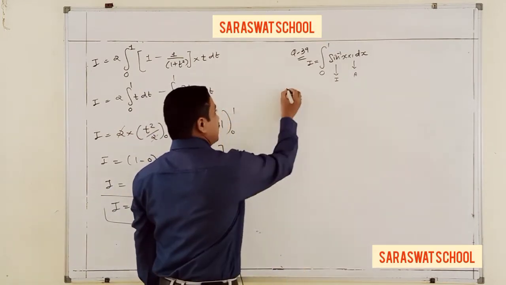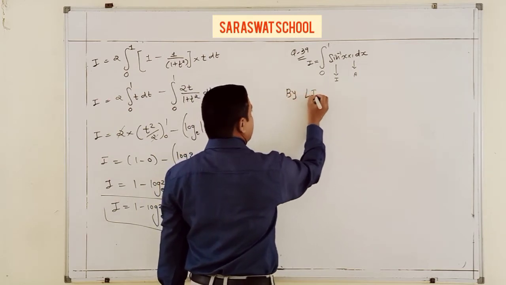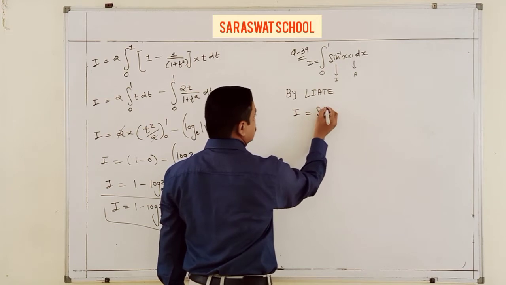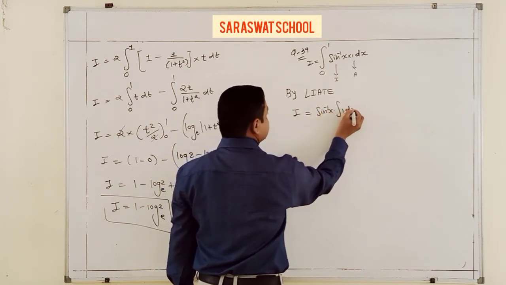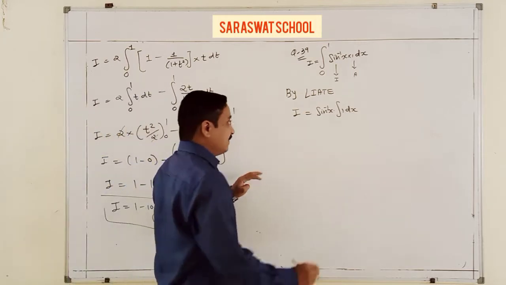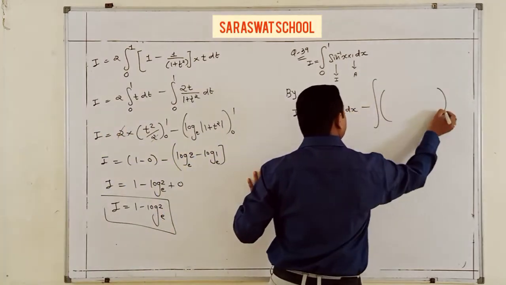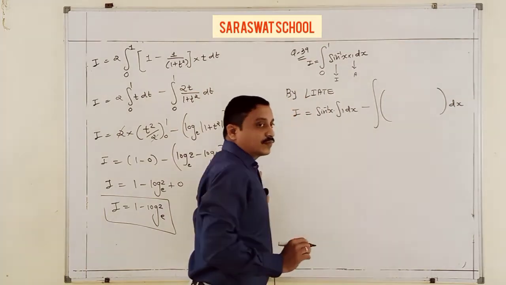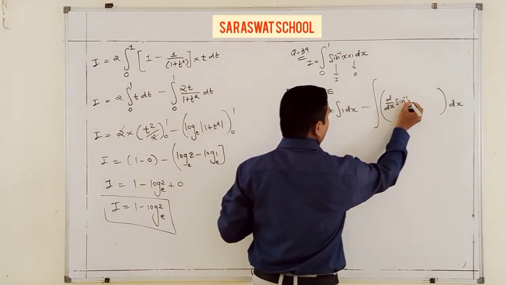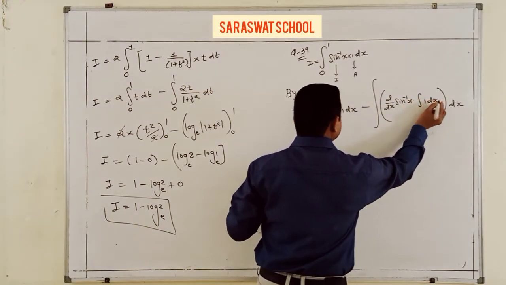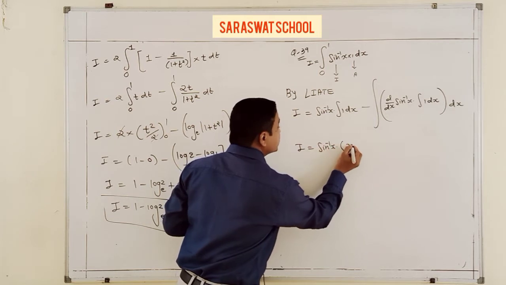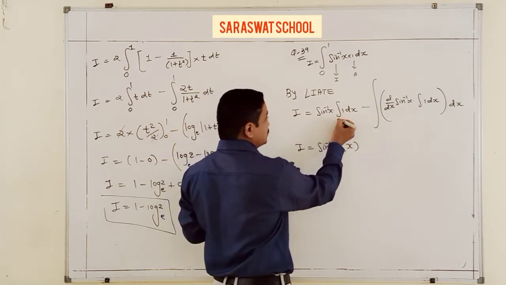So, by LIATE, first, second integration. Inverse first, algebraic second. Minus, in the big integration, first derivative, second integration. So one integration is x. The range is 0 to 1.